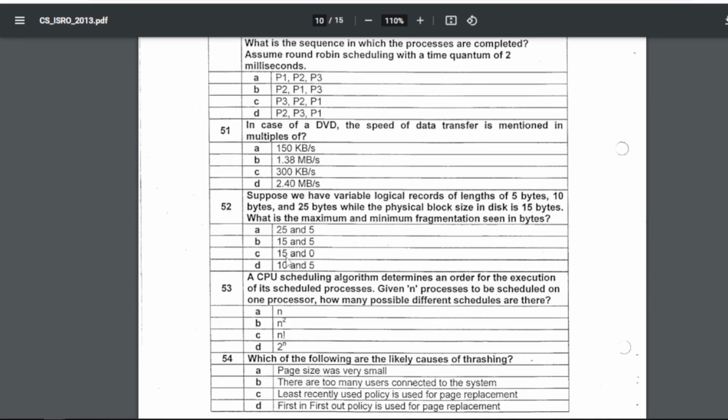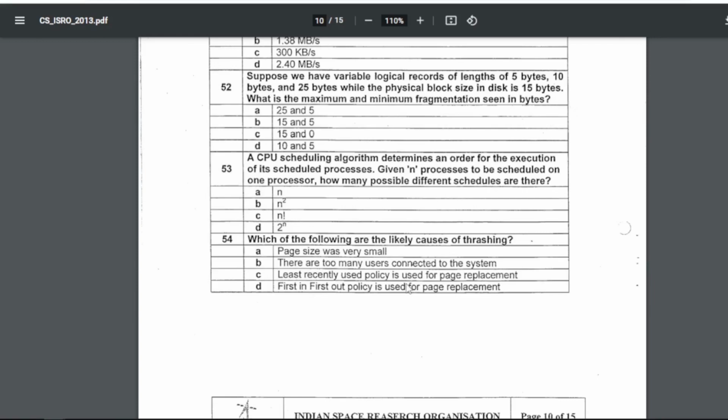Suppose we have variable logic record of length of 5 bytes, 10 bytes and 25 bytes while the physical block size in disk is at 15 bytes. What is the maximum and minimum segmentation seen in bytes? So for 52 our answer will be D, that is 10 and 5. So option D will be the correct answer for this.